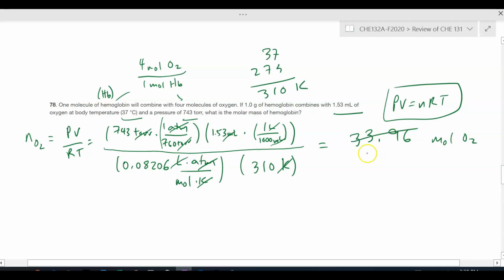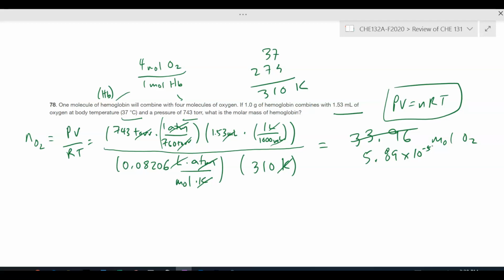Now we have 5.89 times 10 to the negative fifth moles of O2. I knew that that little bitty bit of oxygen couldn't be that many moles of oxygen. 1 mole of oxygen would typically occupy 22.4 liters at STP, so I knew that that was unreasonably large. All right, so that's moles of oxygen.